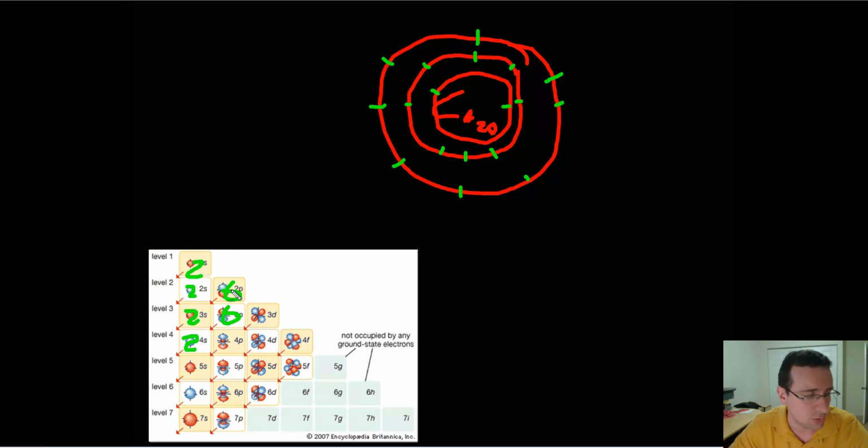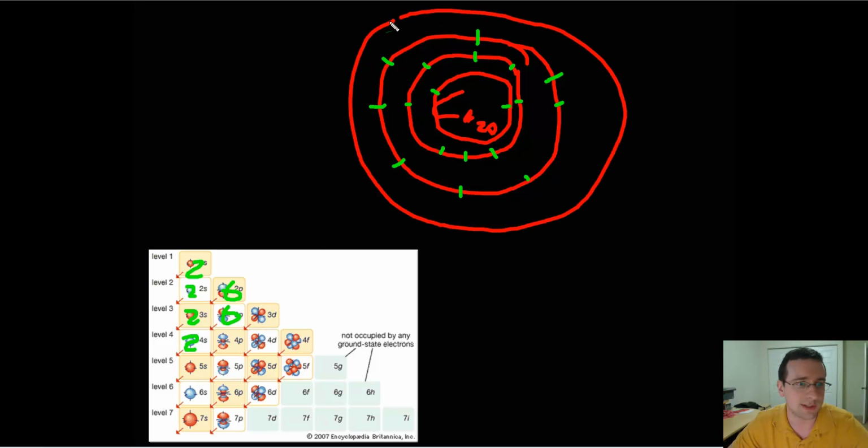Now remember, we had 2 plus 2 is 4, plus 6 is 10, plus 2 is 12, plus 6 is going to be 18. We need to put 2 more, and we're not going to put them on level 3, which could still fit electrons on a d subshell, because the 4s subshell is considered a lower level of energy than the d subshell of level 3.